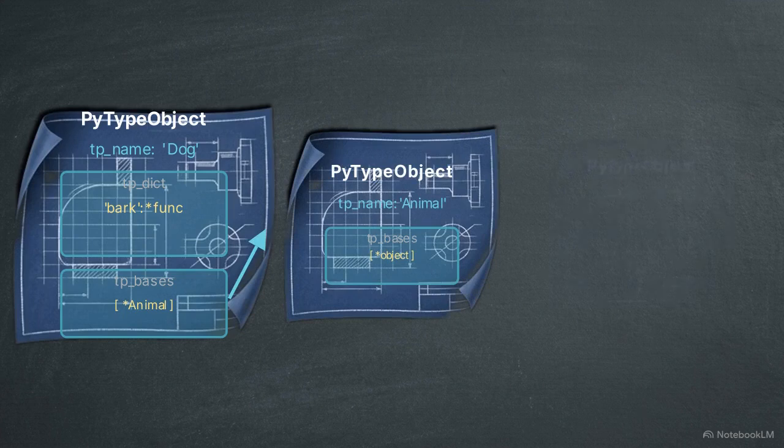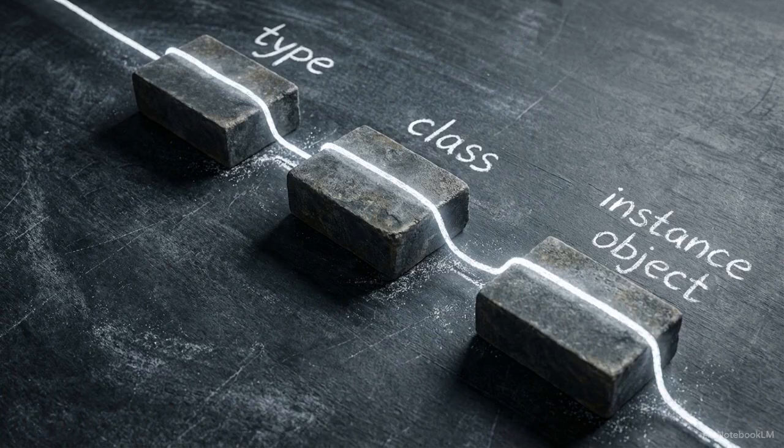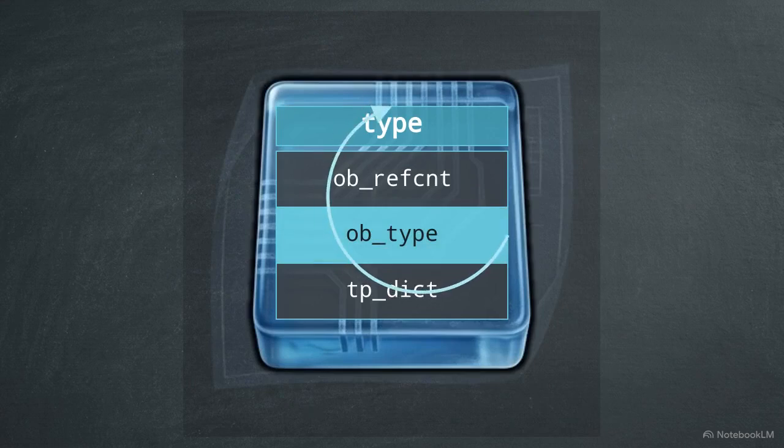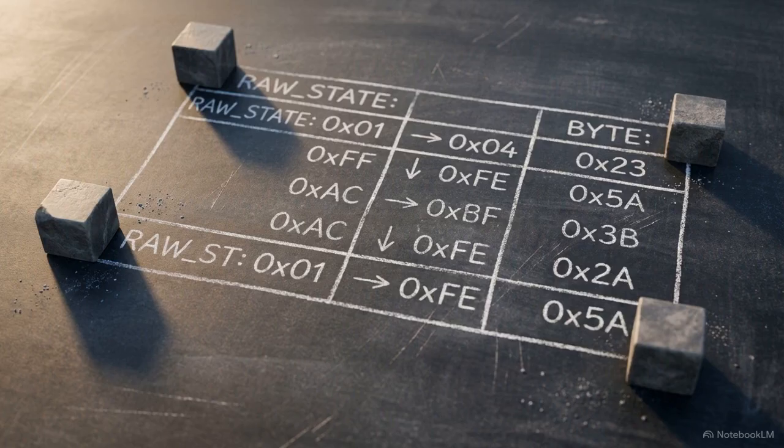The system traces this pointer chain all the way back to the ultimate base type, simply named object, which provides default implementations for operations like representation and hashing. This creates a strict recursive hierarchy. Types create classes, and classes create objects. But at the very top of the chain, the type of type is simply type. Because classes and inheritance are just dictionaries and arrays populated within a C-struct, what we call a class definition is actually just a highly structured state of memory.